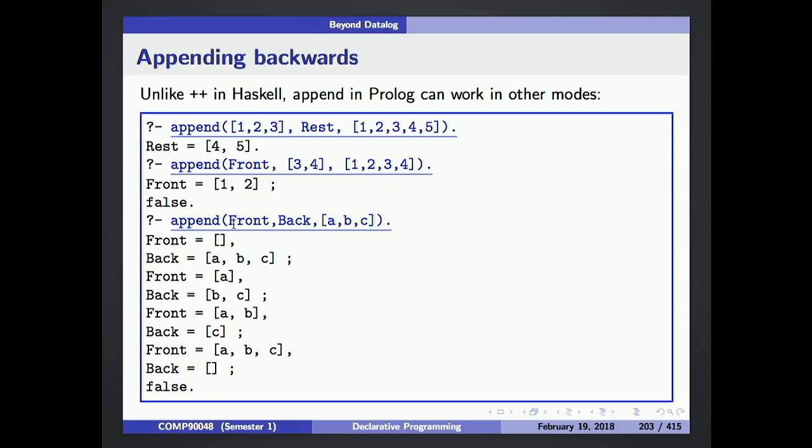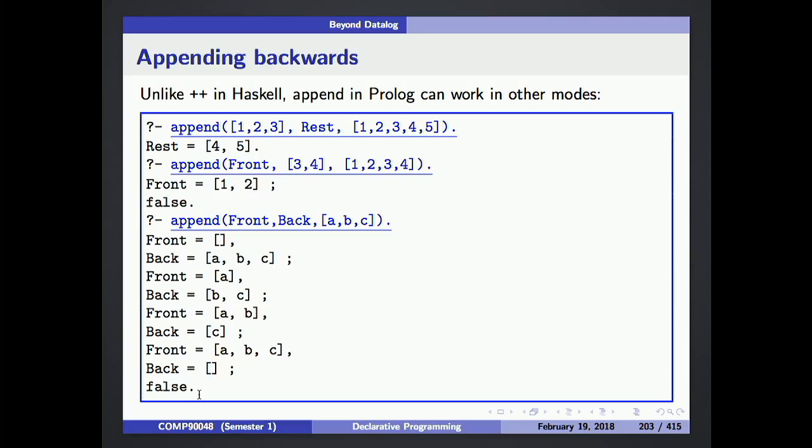We can even ask this question. Give me two lists whose appending is A, B, and C. So if you append them together, you get A, B, and C. And we're going to get answers, okay, if the first list is empty and the second list is A, B, C, that would work. If the first list was A and the second list was B, C, that would also work. If the first list was A, B and the second list was C, that would also work. If the first list was A, B, C and the second list was empty, that would also work, and nothing more.